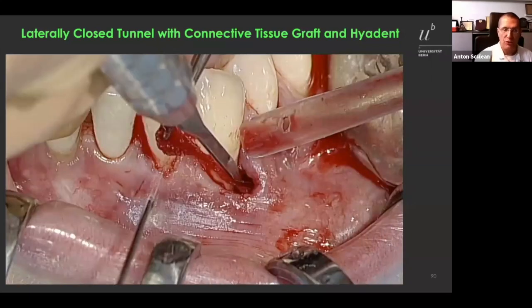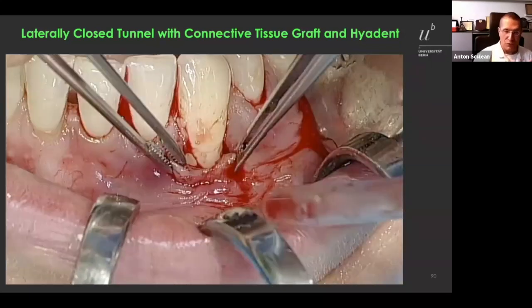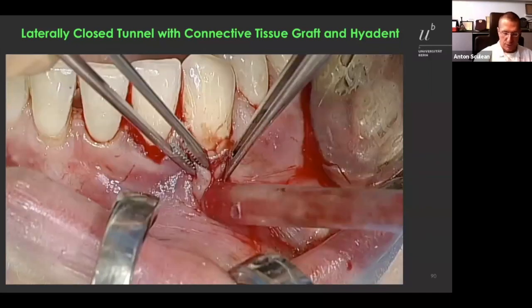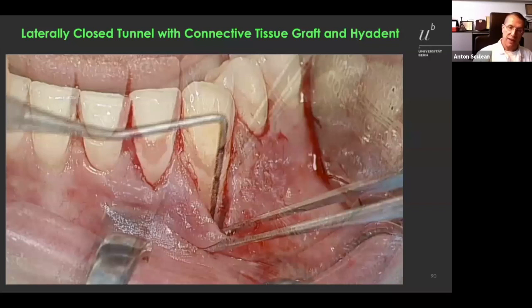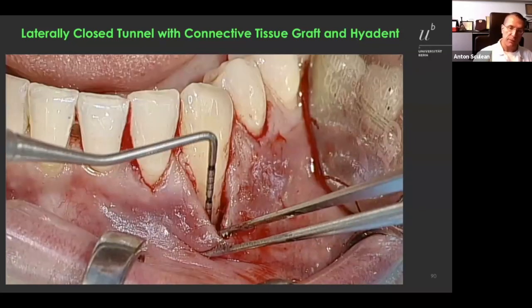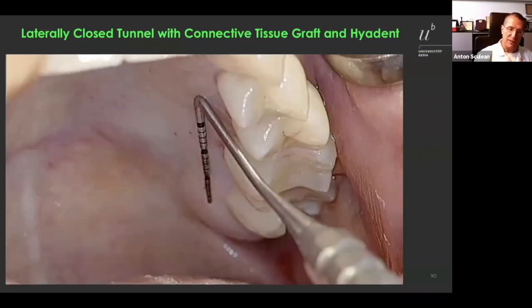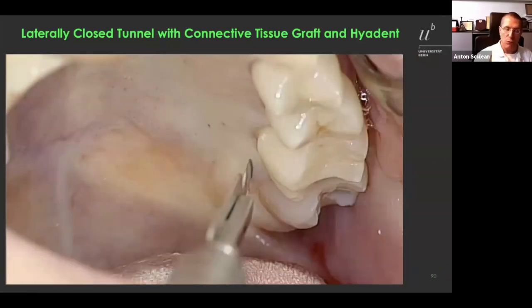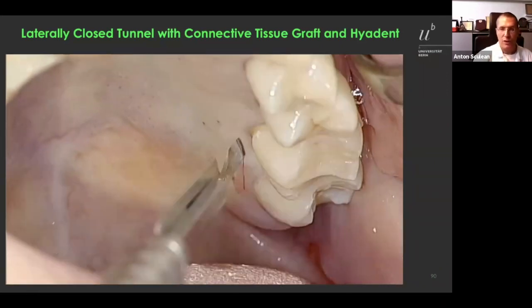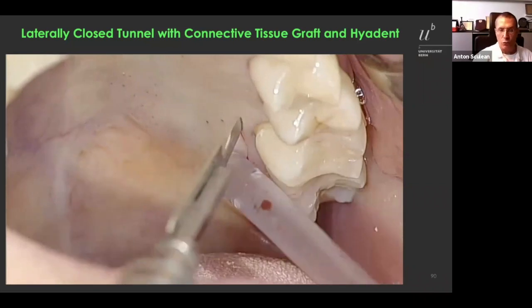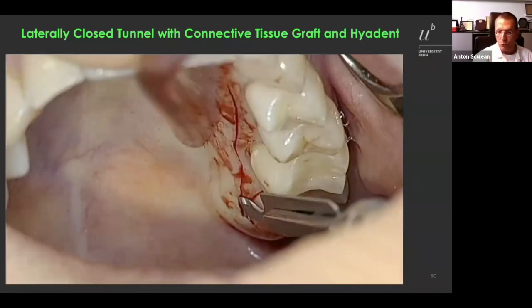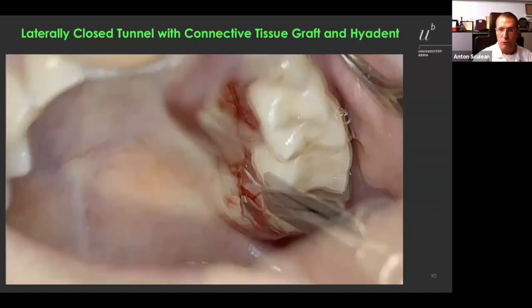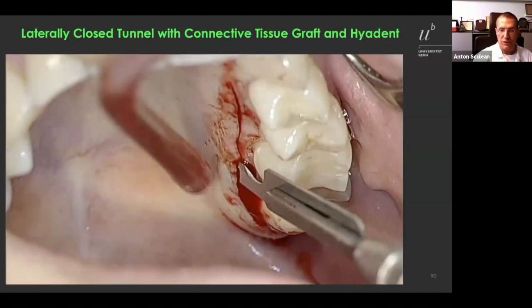And this has the advantage that I will not face scar tissue formation, and I have a very good potential for the healing. Please observe the depth of the defect. It was almost until the apex. So in such a case, I would always advise to use a certain type of regenerative material. We may use enamel-matrix proteins. We may also use hyaluronic acid.